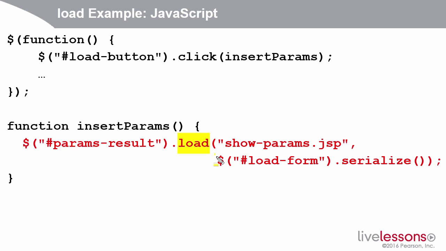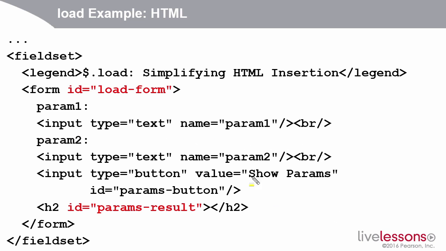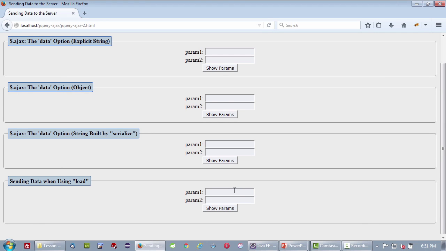And in this case, I am going to use serialize to build the data string, just as in the previous example with $.ajax. So now the names of my input elements have to be param1 and param2. Not the IDs, the names, just as before. And because I'm using serialize, I give an ID to the form. And because I'm using load, in other words, insert some results into the page, I need a placeholder with an ID. All right, let's run this last example.